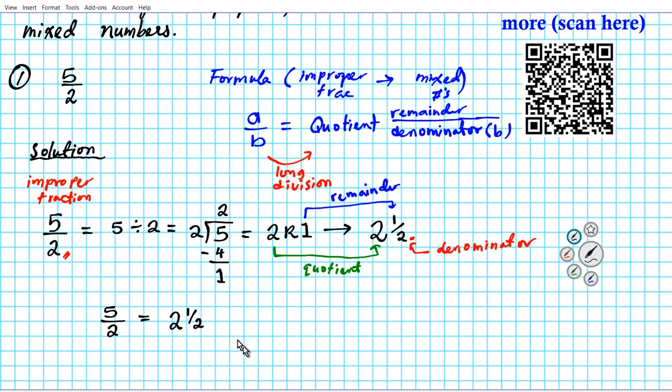All right, so let's just specify what's what again, just for emphasis. So this is the improper fraction because the top is bigger than the bottom. And then this guy right here is our mixed number, a combination of a whole number and a proper fraction. Okay, let's take a look at another example.